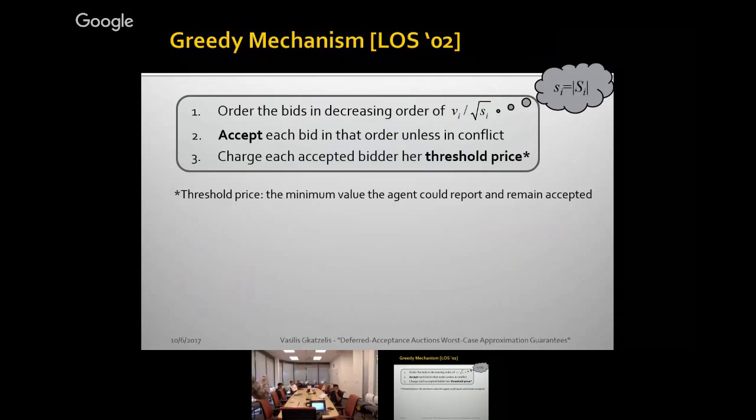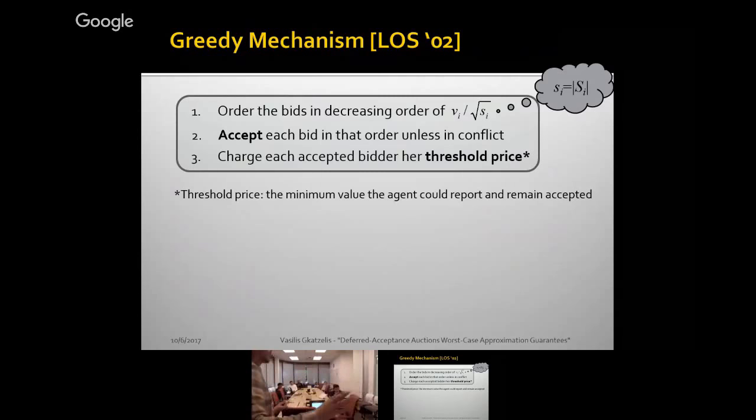That means some other people that have overlap with that have to be rejected. And then you keep going, but just accepting greedily based on that order, and reject the ones that are in conflict with things you've already accepted. And you charge everyone the threshold price. I'm not going to insist too much on prices.